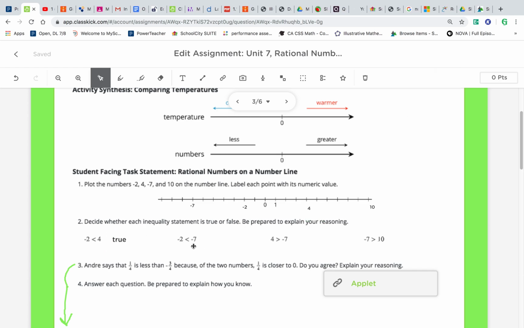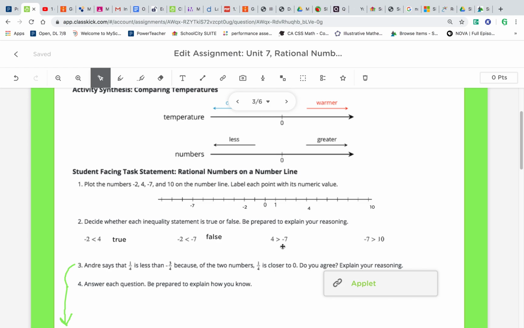All right. Next one, -2 is less than -7. Let's find those on the number line. -2. Here's -7. -7 is to the left of -2. That means -7 is smaller, so this can't be true. -2 is not smaller. -7 is smaller, so this would be false.